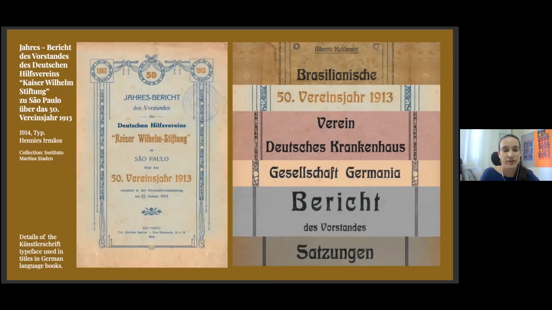The cover of the annual report of the board of the German aid organization, Kaiser Wilhelm Foundation, on the left, is a rare example of a publication in two colors, blue and gold. The typeface Künstler Schrift was in constant use for titles of books published in German, as we can see in the details of selected covers on the right.